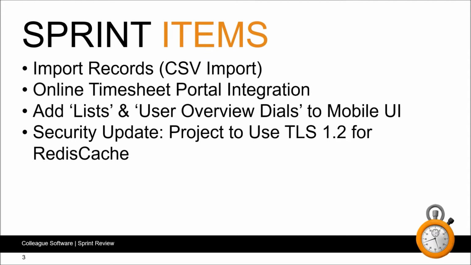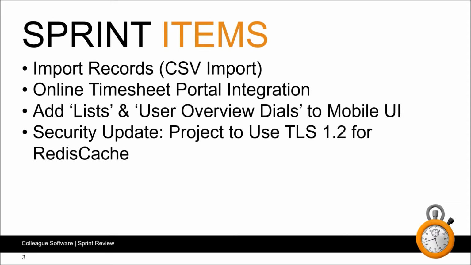Looking at the high-level items and to explain further, in this sprint we've been able to introduce the ability of importing records into Colleague 7 via a CSV file. This will cover the creation of a candidate, company or contact record, and I'll give a demo on this shortly. We've delivered an integration with the online timesheet provider Timesheet Portal. Again, I'll give a demo on this shortly.